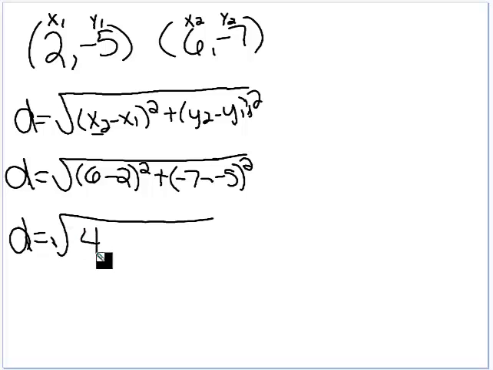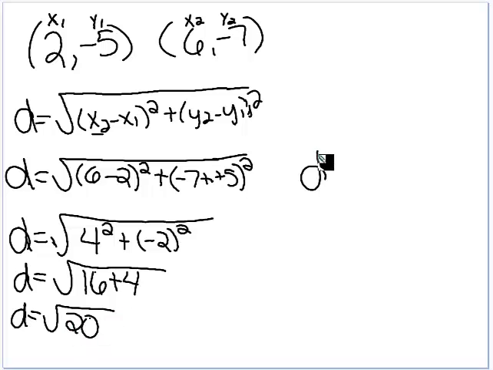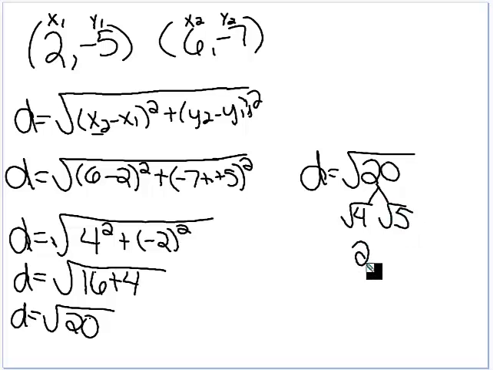6 minus 2 is 4 squared. -7 plus a 5 is -2 squared. So my distance is 4 squared, which is 16 plus -2 squared is plus 4. So my distance is the square root of 16 plus 4, which is 20. Can 20 be simplified? Yes. What perfect square can go into 20? 4 and 5. The square root of 4 and the square root of 5. Good. The square root of 4 simplifies to 2. We're left with 2 square roots of 5.